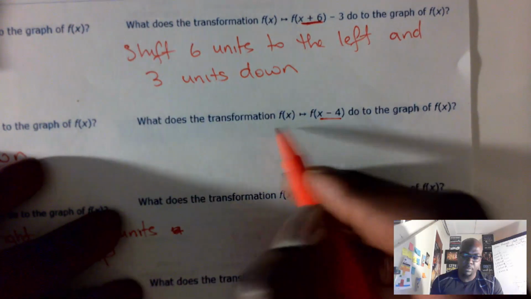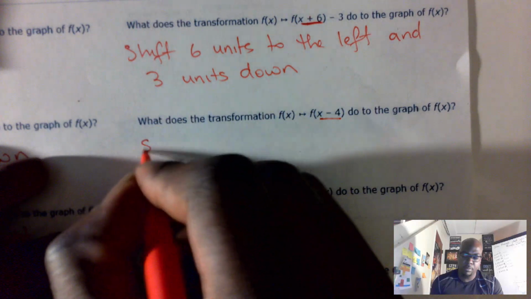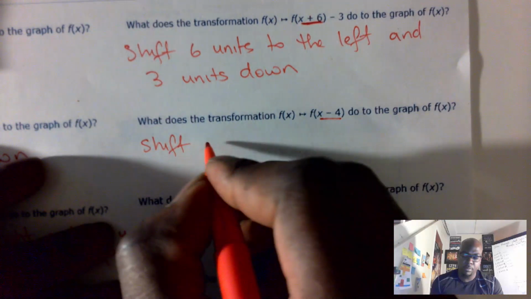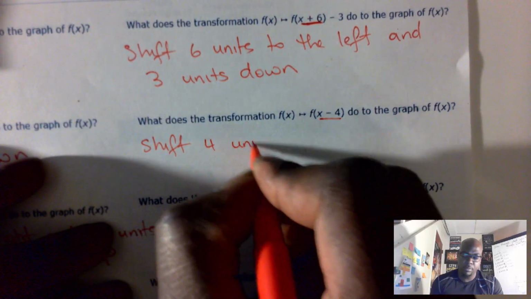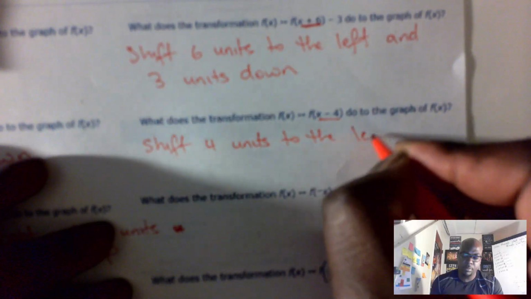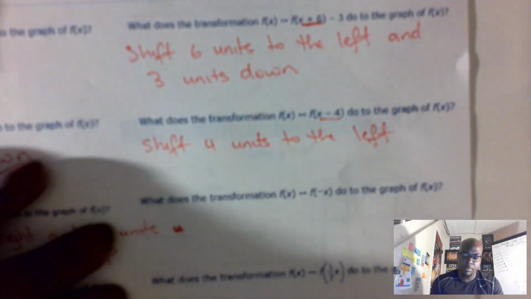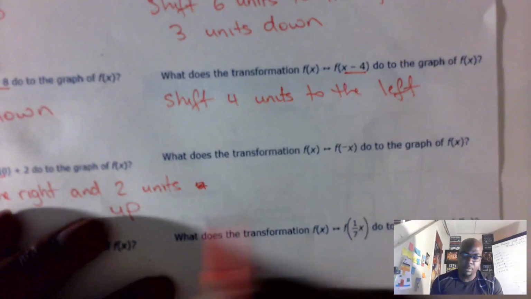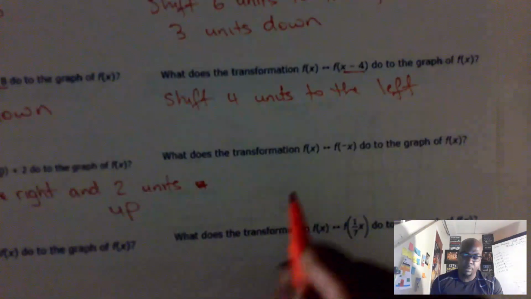Let's look at this second one here. That's now the transformation function. So we're going to shift 4 units to the left. That was an easy one.